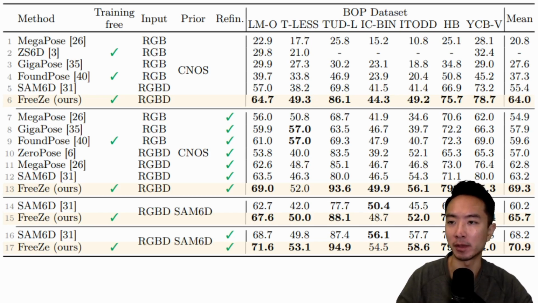We can see here the benchmark results comparing FreeZe and other models like MegaPose, ZS6D, GigaPose, FoundPose, and SAM-6D. We can see that the results are very impressive.